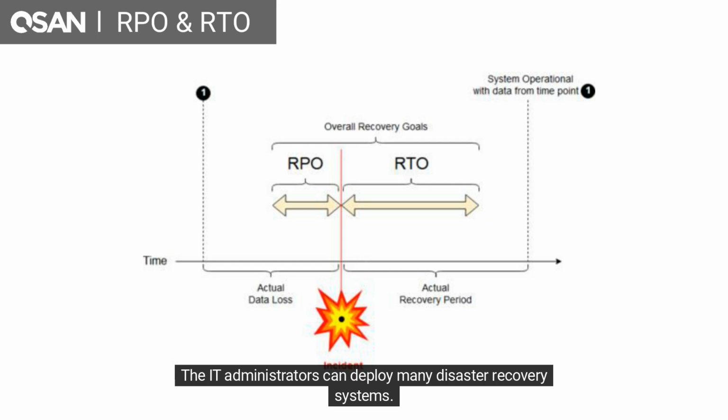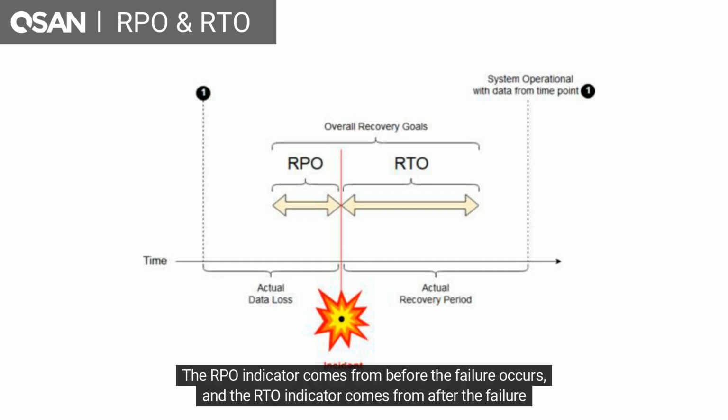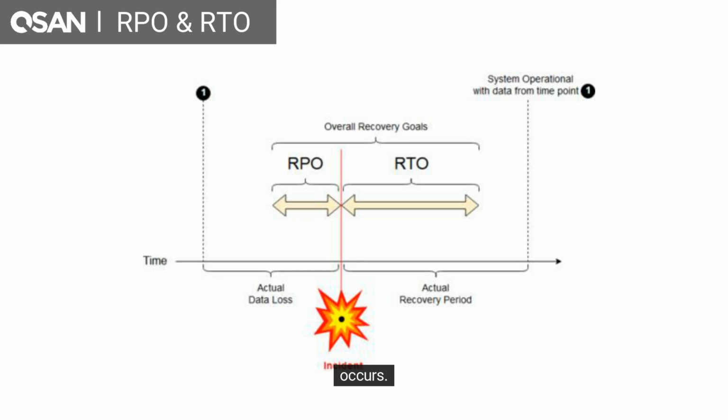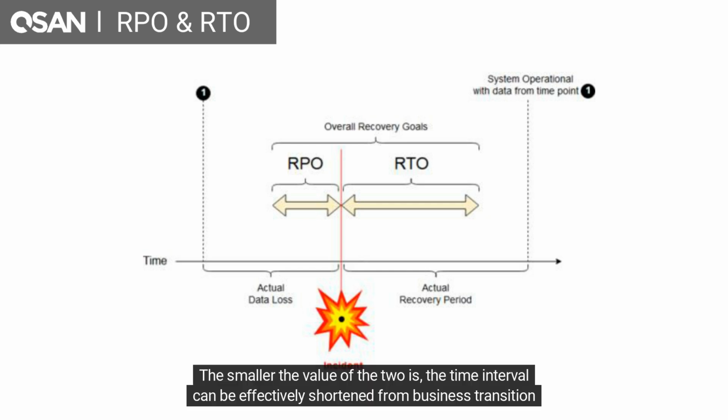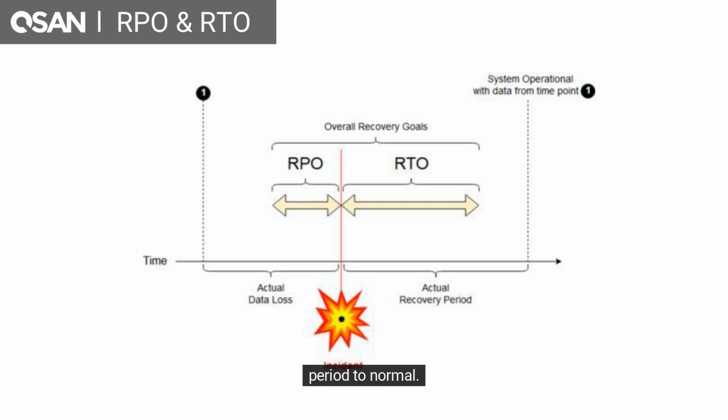IT administrators can deploy many disaster recovery systems to obtain the smallest RTO, but it means investing a lot of money. The RPO indicator comes from before the failure occurs, and the RTO indicator comes from after the failure occurs. The smaller the value of the two is, the more the time interval from business transition period to normal can be effectively shortened.